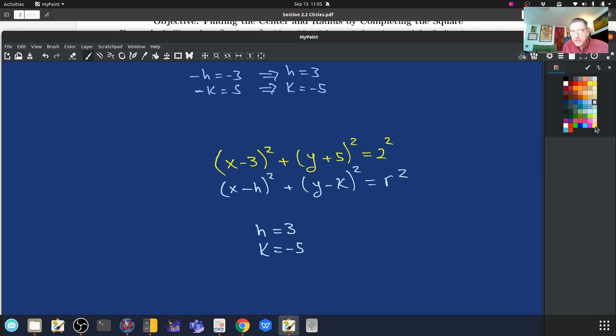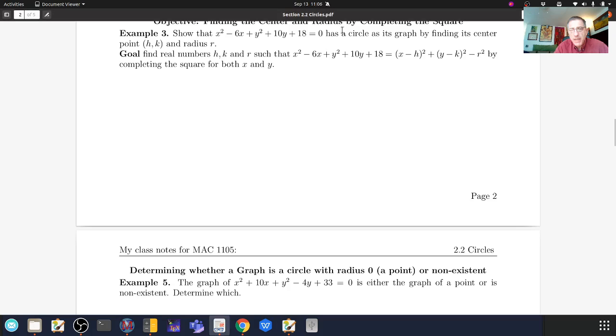Or just take the sign with it, like I did before, and say minus h is equal to minus 3, or minus k is equal to plus 5. And of course all you have to do in this case is multiply by minus 1. That gives me h is equal to 3, k, that's supposed to be a 5 there, k is equal to minus 5. Okay. Sorry if that's really dim. I think you can see it fine though.